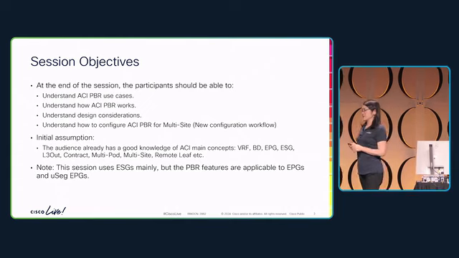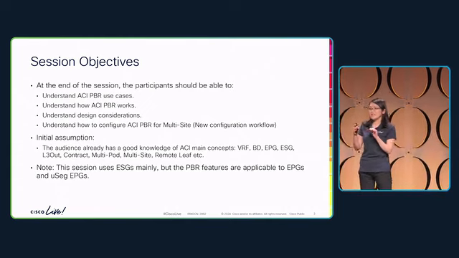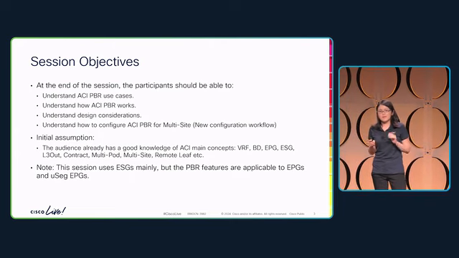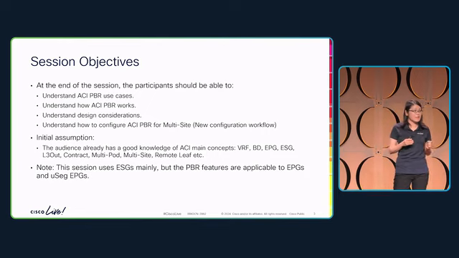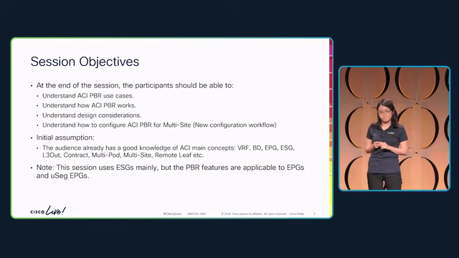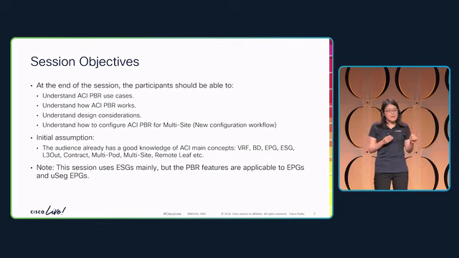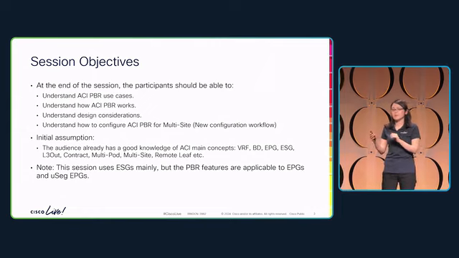Initial assumption is you already know what ACI is. This is a level 3 session, so I'm not going to talk about the basics, such as what is bridge domain, VRF, EPG, ESG, and so on. In my presentation, I mainly use ESG, endpoint security group, in the PowerPoint illustration a lot. But from a PBR feature perspective, it doesn't matter whether it's EPG, ESG, or USEG EPG.